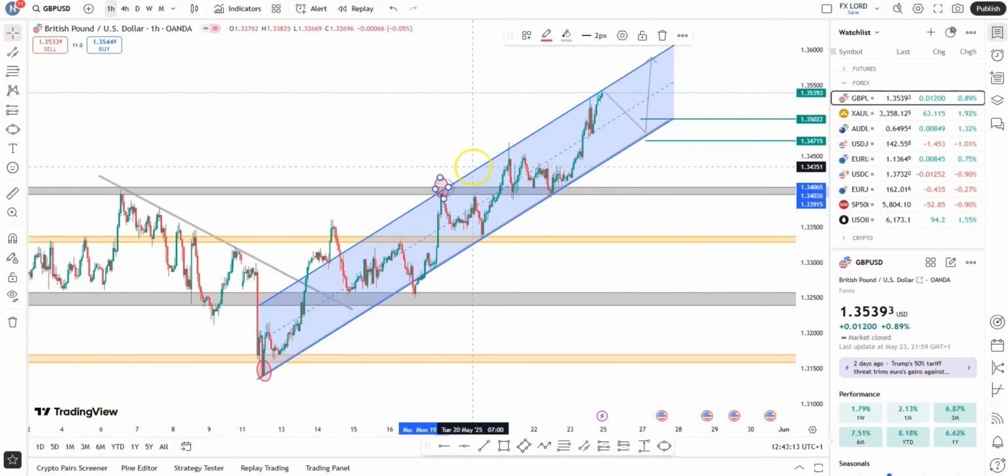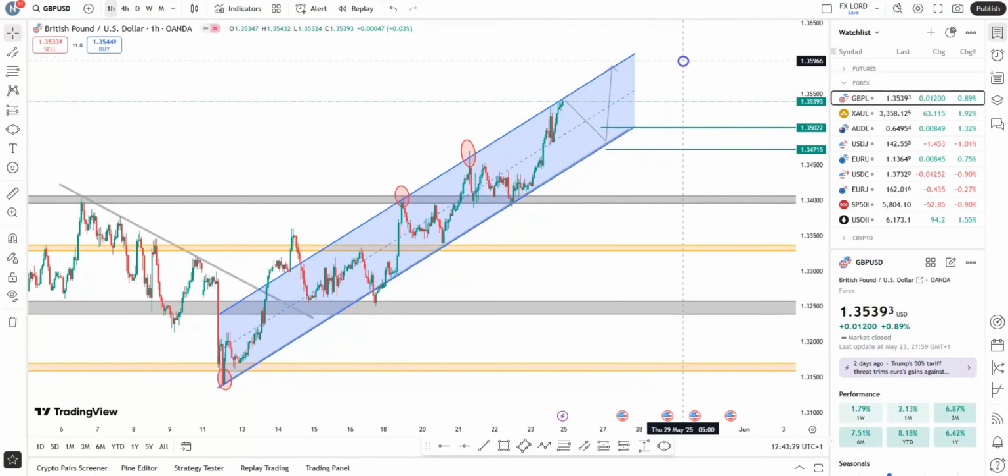You can see that price has just been moving inside the channel and nothing has really been happening. Every time price gets to the resistance level of this channel, it falls back. When it gets to the support level of the channel, it goes back up. Price is currently at the resistance level of the channel, so we are expecting price to fall back into this channel, back to the support level.